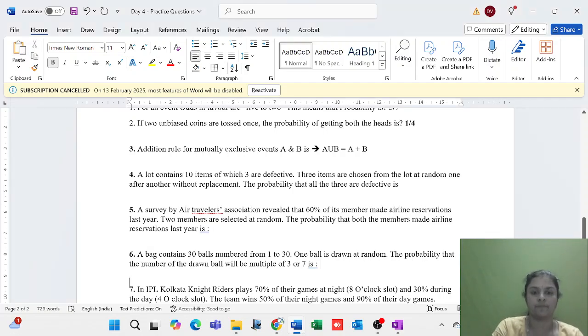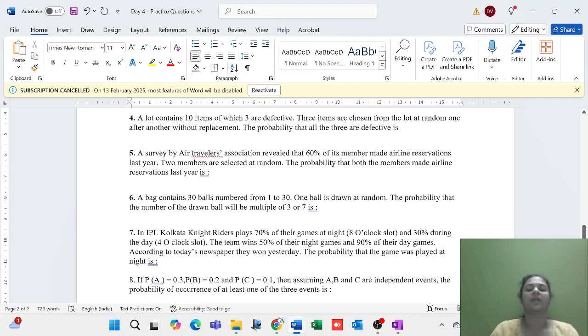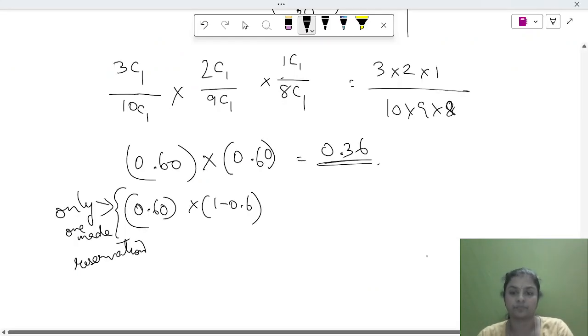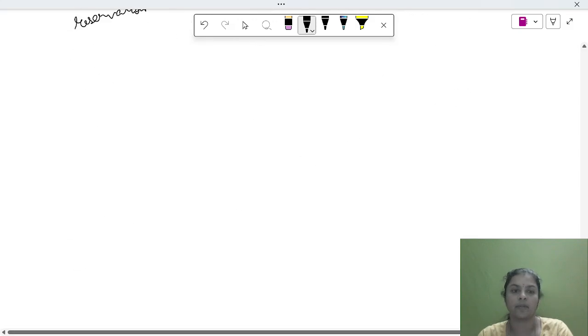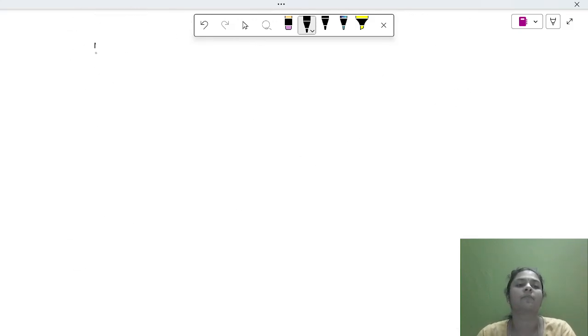Next. Sixth one. A bag contains 30 balls numbered from 1 to 30. One ball is drawn at random. The probability that the ball will be a multiple of 3 or 7. So 1 to 30, so the denominator, the total, is 30 balls.